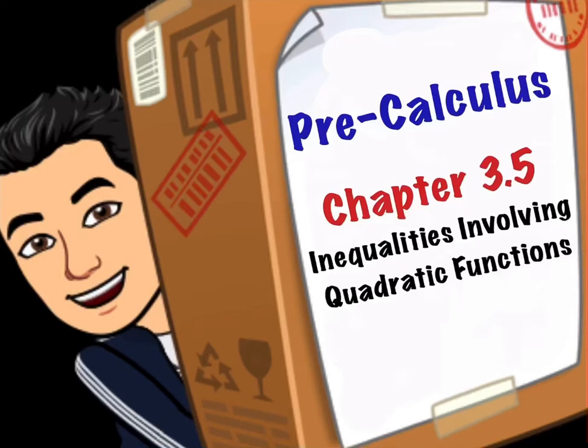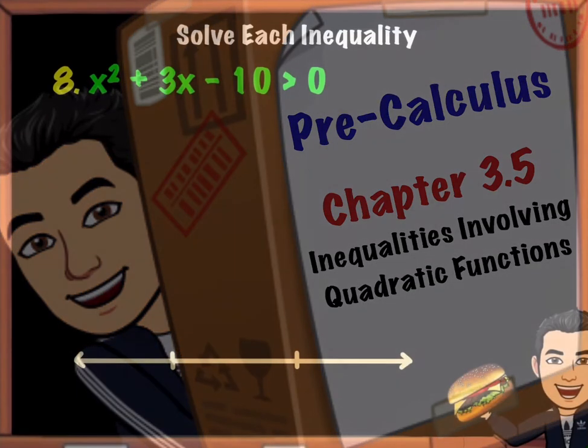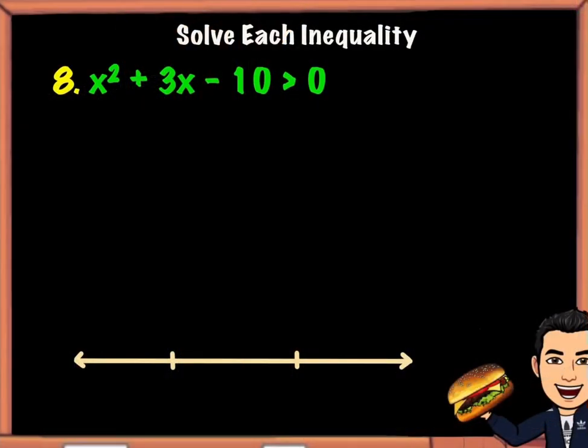Alright, this is Precalculus chapter 3.5, Inequalities involving quadratic functions. Let's get started. Alright, this is number 8. So we're going to solve this inequality. First, we want to factor it. So it will be (x + 5)(x - 2) > 0.